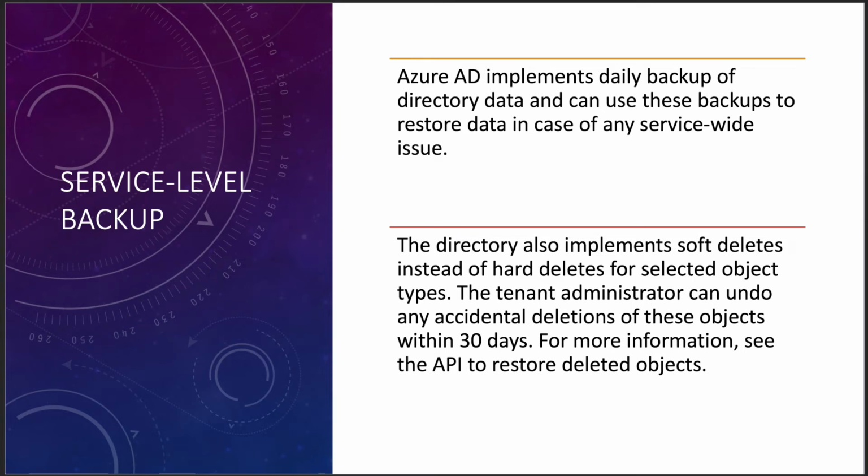Azure AD implements a daily backup of directory data. Right, so you've got that, and then the directory also implements soft deletes instead of hard deletes. So you can delete somebody, but that may be accidental, so they'll kind of just put a flag on it and say, well, okay, maybe they want to be deleted, and then wait 30 days. If you disable an account, that is immediate, and that is the thing to remember. But if you do an accidental deletion, you have a soft delete that gives you 30 days to restore that person back, and you can do that via the API or via the portal.